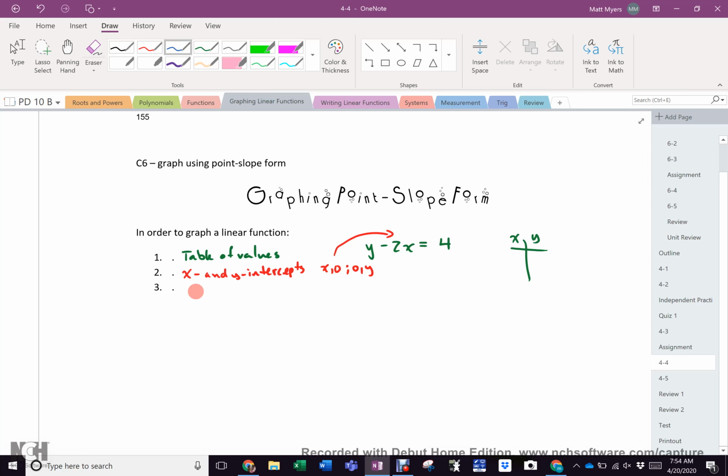Then you learned a third version, which was slope intercept. And in slope intercept, all you did was isolate y. So this became y equals 2x plus 4, and then you had a y-intercept and a slope. And you could just graph it.